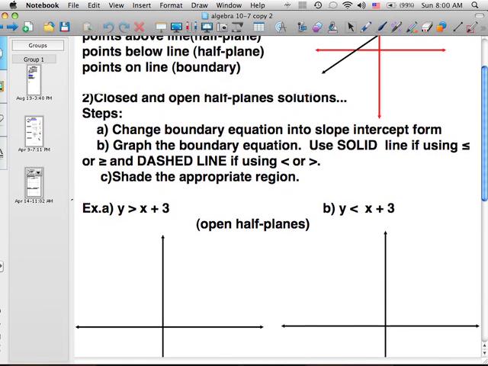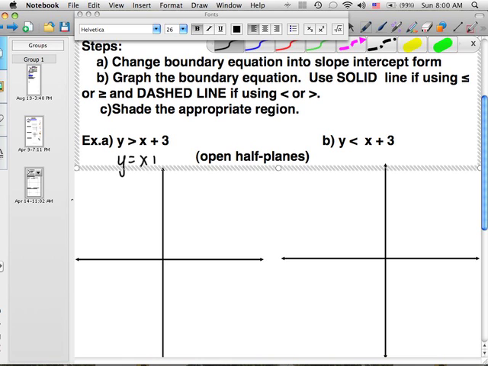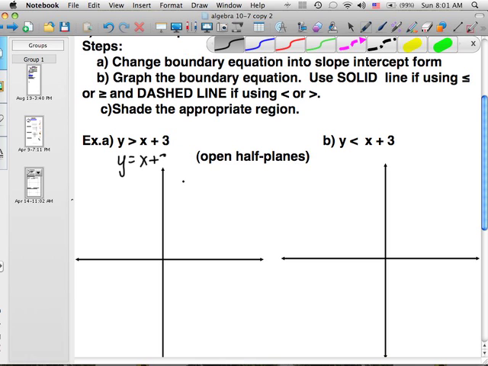We can always pick an ordered pair in that region that we shade to make sure it solves the inequality. So the first example, y is greater than x plus 3, is already solved for us. It's in slope-intercept form, so the boundary equation would be y equals x plus 3. The intercept is 0, 3. Remember, slope-intercept form is y equals mx plus b, and b is the y-intercept where it crosses the y-axis, and m is the slope that tells us how to move from that point.